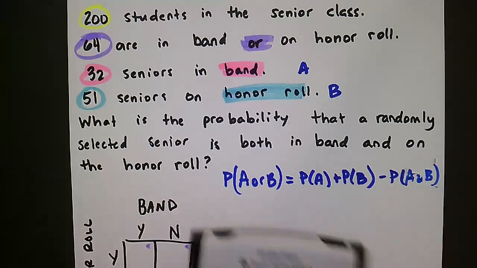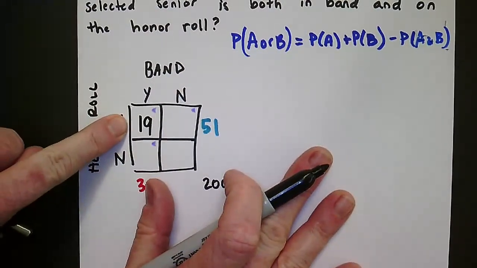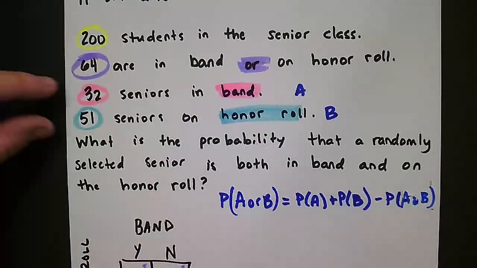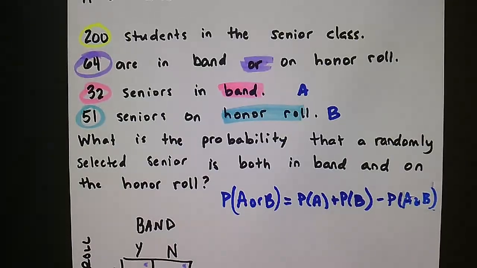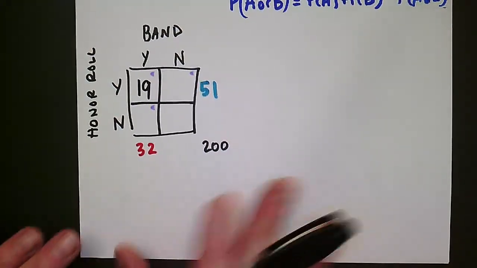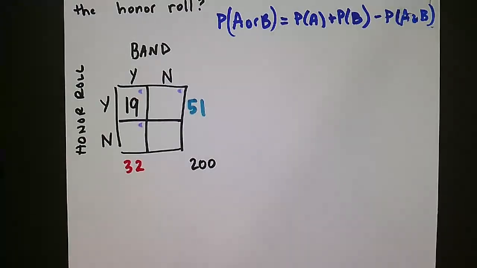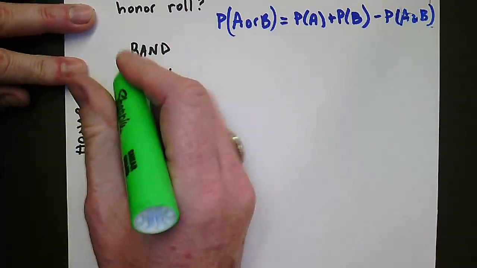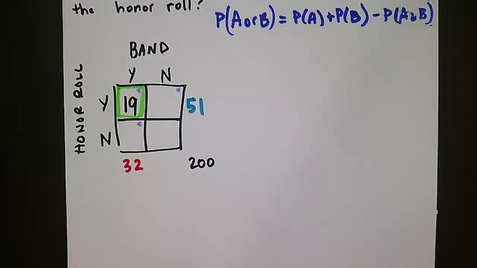So I want to put that 19 in here. Oh, right there. 19 is the yes, yes. It is how much higher this total is than that guy. Okay, so actually at this point I can answer the question, because the question is, what is the probability that a randomly selected senior is both in band and on the honor roll? I want to know basically how many I have in the yes, yes box out of my 200.